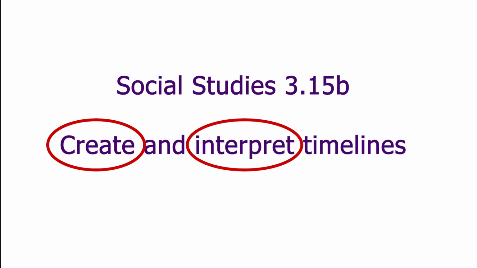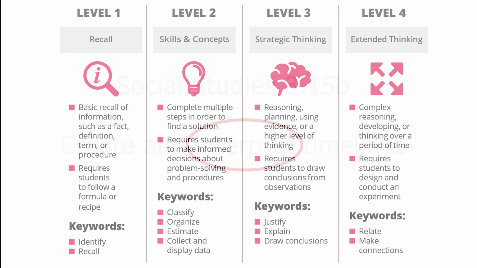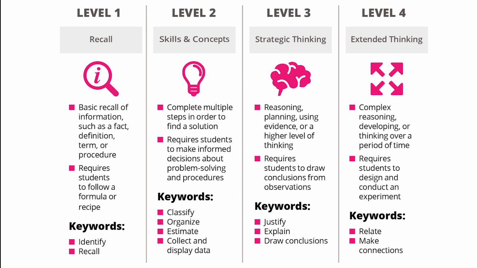So once we have identified what our verbs are, we then need to determine the depth of knowledge. Determining the depth of knowledge that is required of our students utilizes Webb's depth of knowledge, and it's broken down into 4 levels. Level 1 is the lowest level and just requires that students are able to remember or recall information. Level 2 moves a little deeper into students making connections, such as classifying or organizing information.